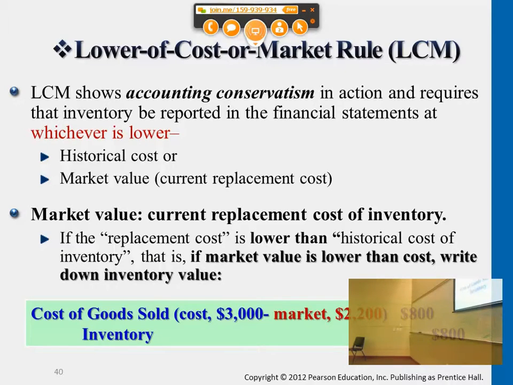Usually the market price will not be lower than the original cost. But if it's the opposite, you can't sell the product at $3,000 anymore because all your competitors are selling the product at $2,200. And you capture the difference here and reduce your inventory value by $800 to match the current market price. Okay, so the replacement cost here is the current market value for that product.